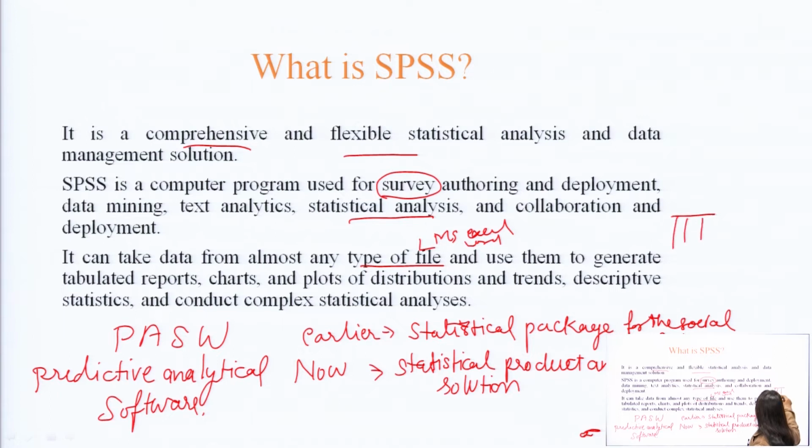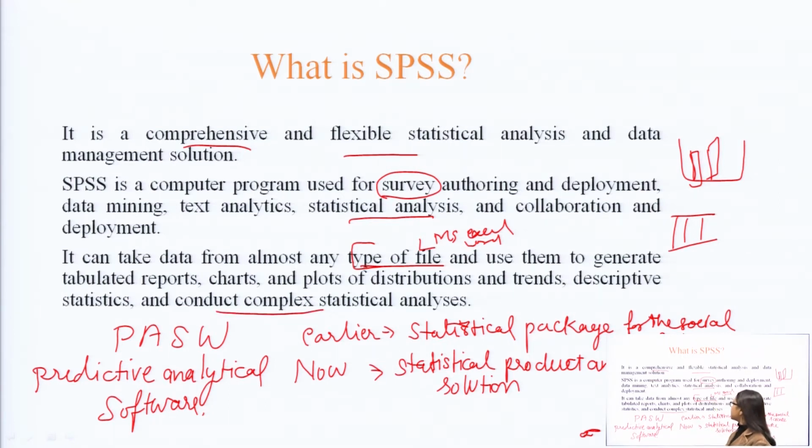Tabulated reports means if we have to take some descriptive information from other software, it converts that information into tabulated reports and makes charts and plots of distributions and trends. So, it is the advantage of this software, it can take data from any file. And it can also conduct complex statistical analysis.